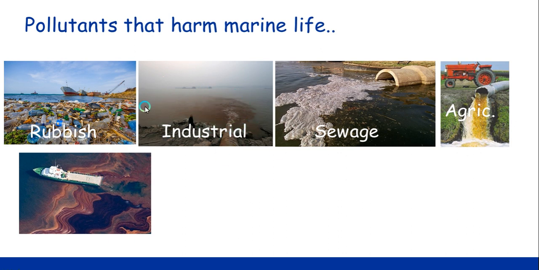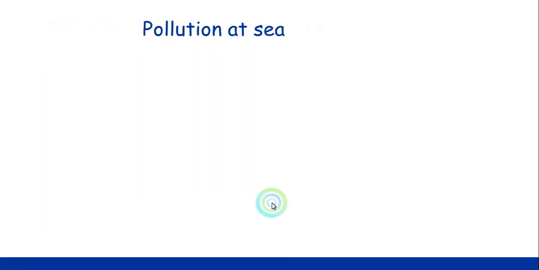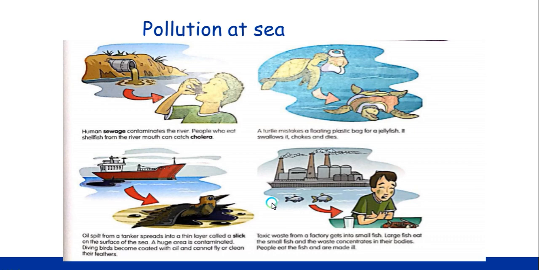These are waste from industrial areas. Now, this is sewage being directed to the sea. All these affect marine life. Agricultural waste. This is coming from the agricultural sector. It also affects marine life. Now, this is oil spill. All these are oil spills. They also affect marine life. It kills them. Now, pollution at the sea, how it affects marine lives.